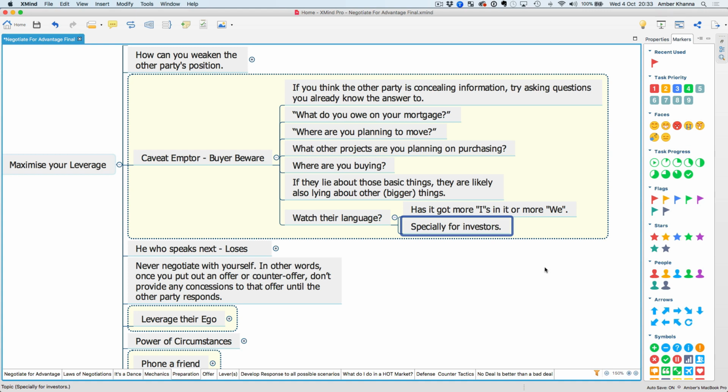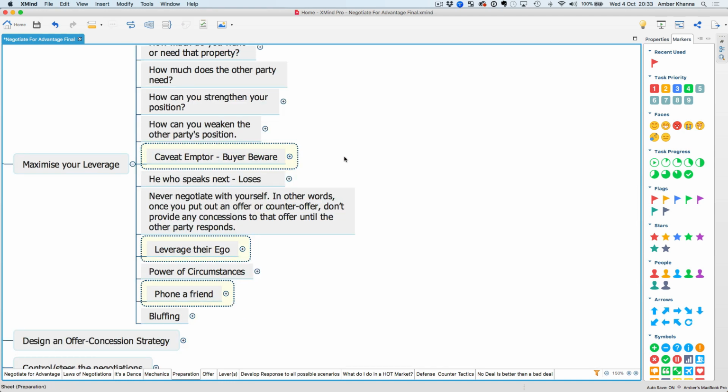So you've got to ask them, if they are flogging off a site which has plans and permit ready to go, what other projects are you planning on purchasing if you get rid of this? Where are you buying? You ask them what city, because if they are lying, these things will start falling apart because they won't have an answer for it. So this is only to uncover if they are lying to you about something. If they lie about these basic things, they are likely also lying about other bigger things, and you've got to watch their language. Has it got more I's in it or more we's in it?